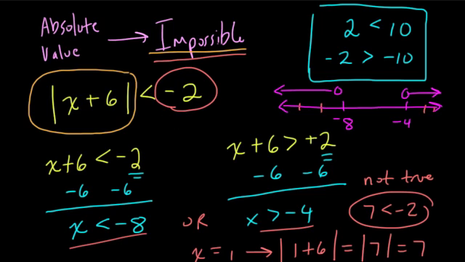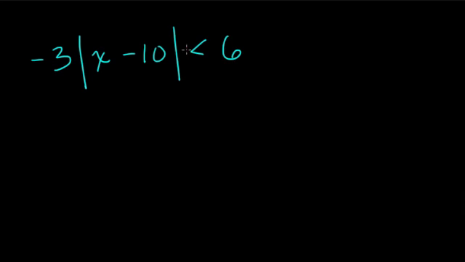There are all kinds of fun ways to set this up, and all kinds of fun ways to show these impossible problems. You can even mask them. You can hide them a little bit by showing, let's say, negative 3 times the absolute value of x minus 10 is less than, let's say, 6. In order to start solving this, you might divide both sides by negative 3. Here, dividing by negative 3, and here, dividing by negative 3.